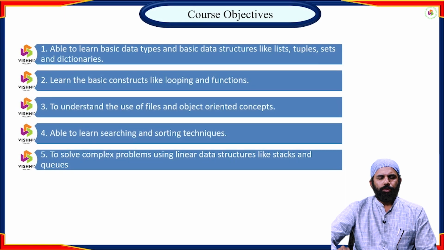So, the course objectives: any candidate who goes through this course will be able to learn basic data types and basic data structures like lists, tuples, sets and dictionaries as the first objective of this course. With the second objective, as per the unit, the students are going to learn about basic constructs like looping and functions. Next, the students are going to understand the use of files and object-oriented concepts as well, and will be able to learn the different searching and sorting techniques.